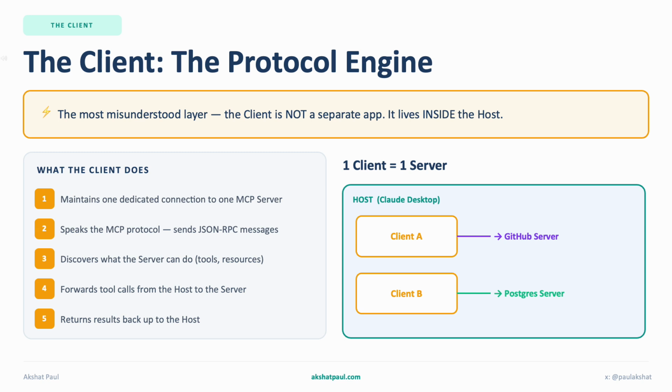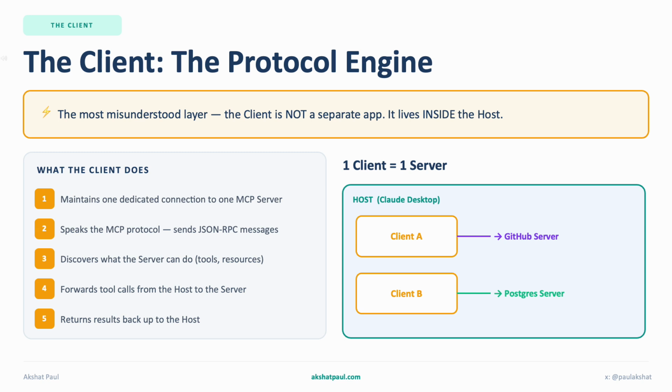Always. But look at the diagram on the right. Claude Desktop, the host, can contain multiple clients simultaneously. Client A connected to GitHub, client B connected to Postgres, both running at the same time independently. So, from the user's perspective, Claude Desktop looks like one application connected to everything. But under the hood, there are multiple clients, each managing its own dedicated server connection.